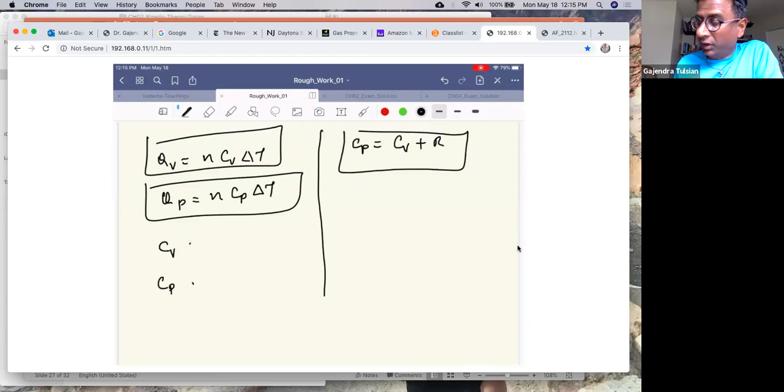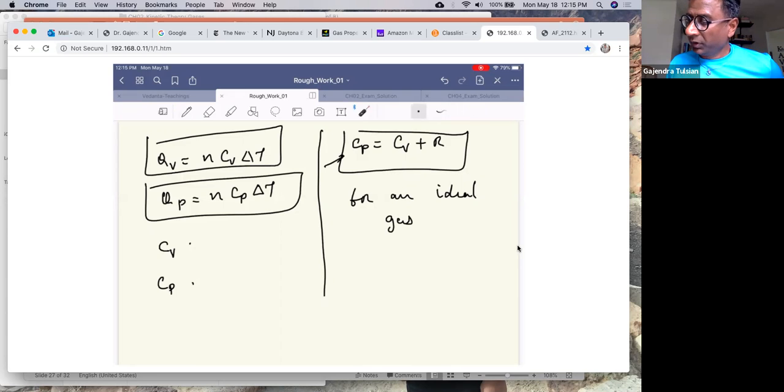So for an ideal gas, specific heat at constant pressure is greater than specific heat at constant volume by R. So it takes more heat energy to raise the temperature of a gas by a given amount at constant pressure rather than at constant volume. And now let me derive CV for you guys. So let's derive CV.